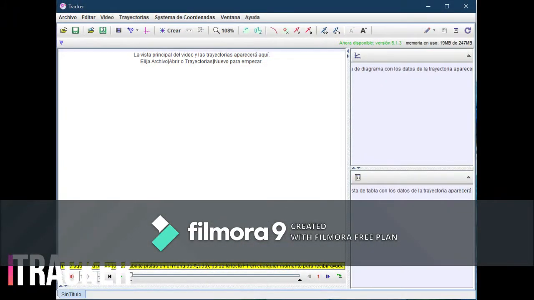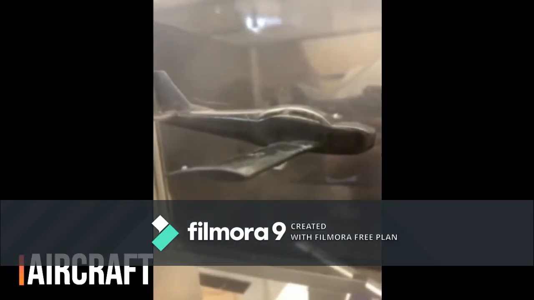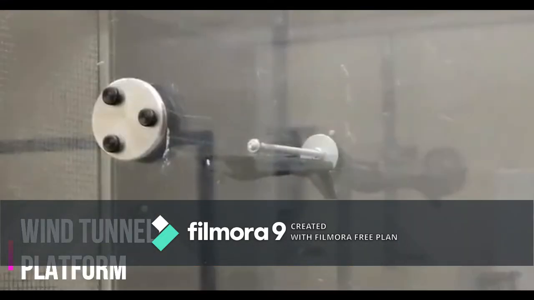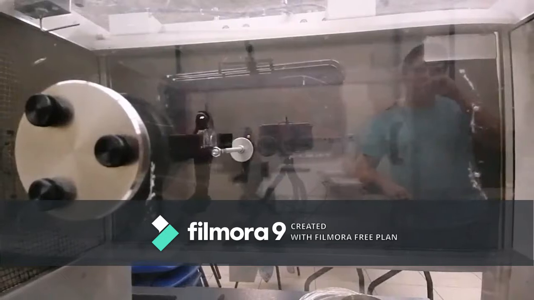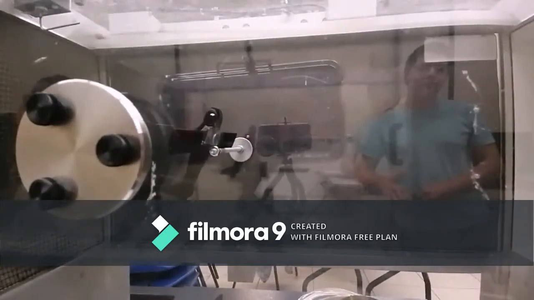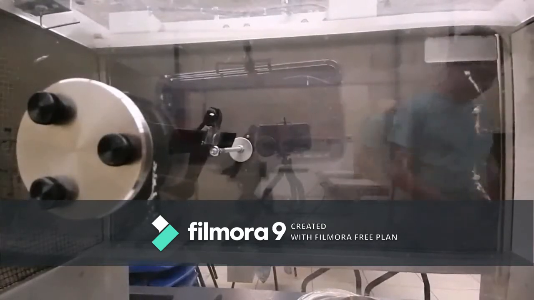To make this practice possible, we need the software Tracker, the model aircraft that we used in the last practice, a platform to sustain the aircraft, and the wind tunnel. For the practice, we have to film about 3 minutes of the movements of the aircraft inside the wind tunnel at a specific velocity.